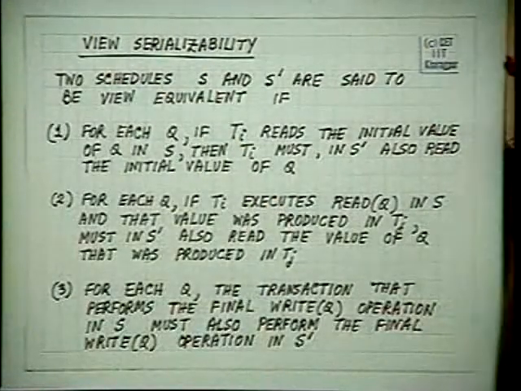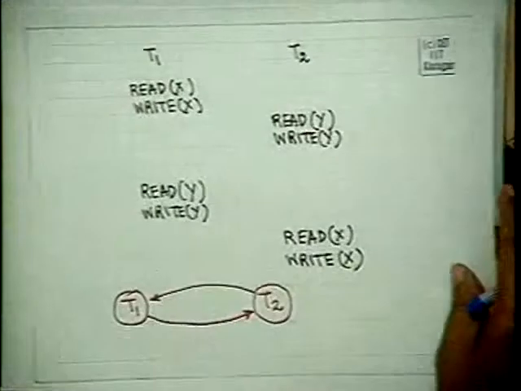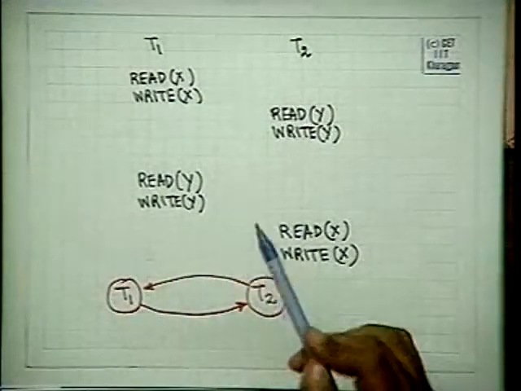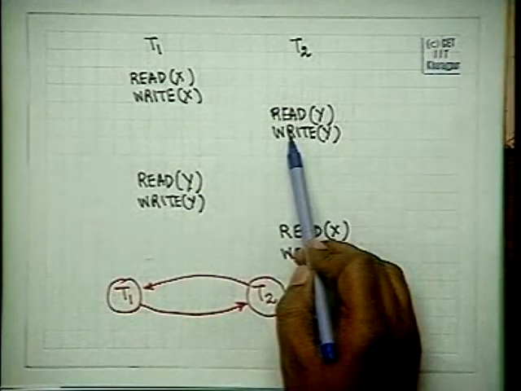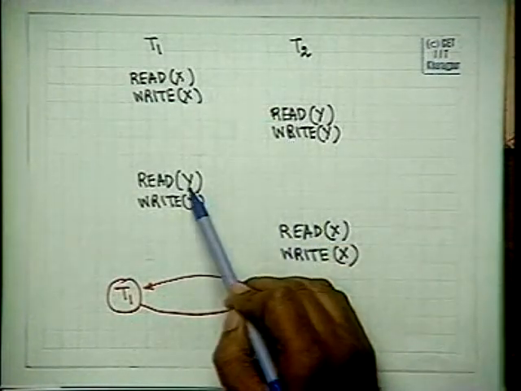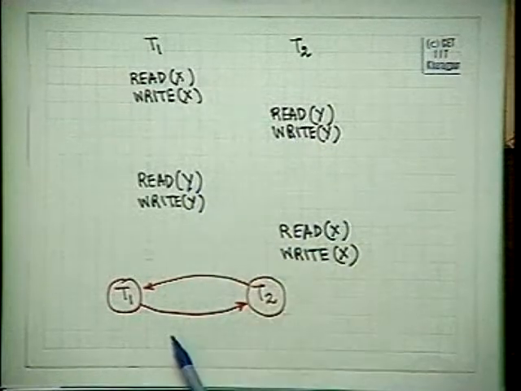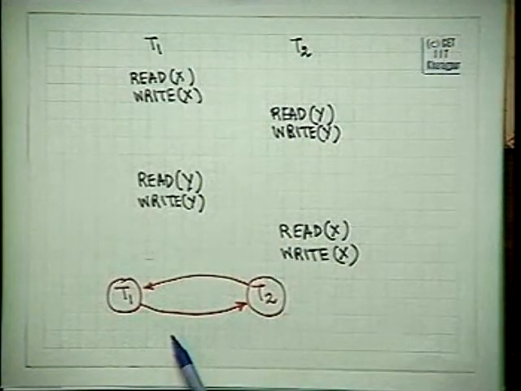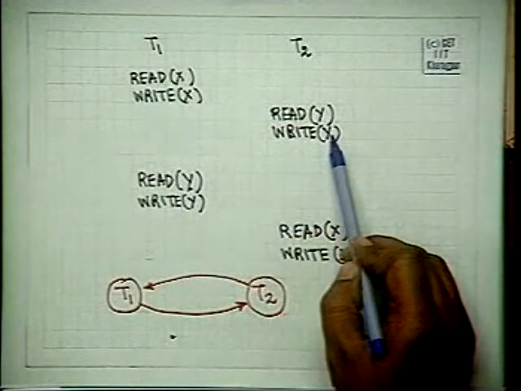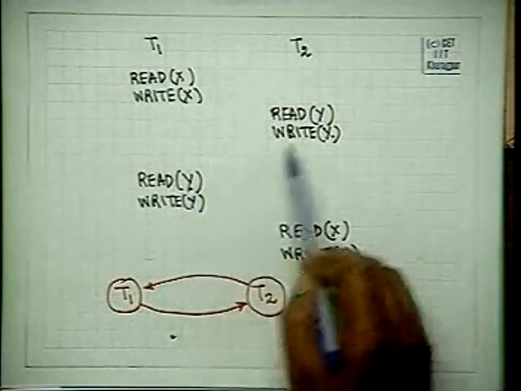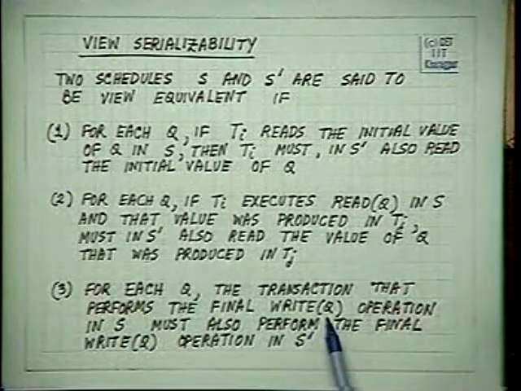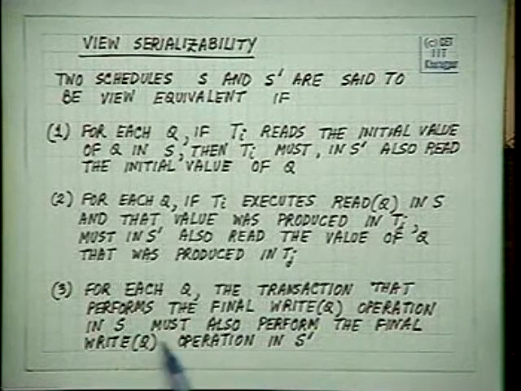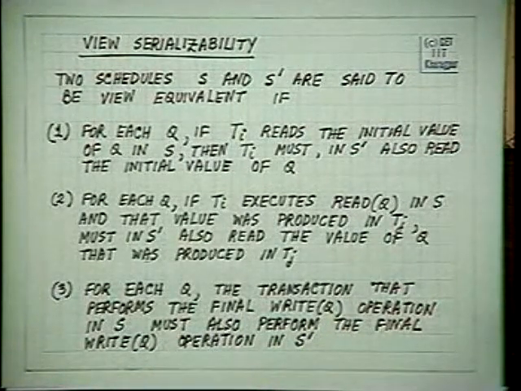The language just means this. If in one schedule this reads Y which was produced here, in the modified schedule this will read Y which was produced here. This may be moved right down up to here, but this Y is produced by T2, so it must read that Y produced by T2. And finally, for each Q, the transaction that performs the final write Q operation in S must also perform the final write Q operation in S dash.